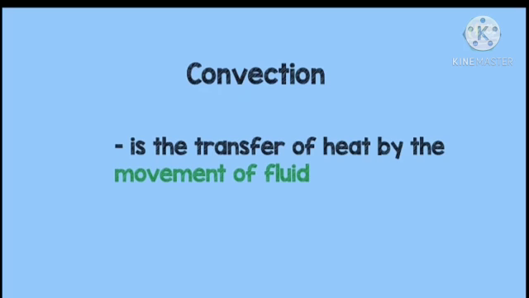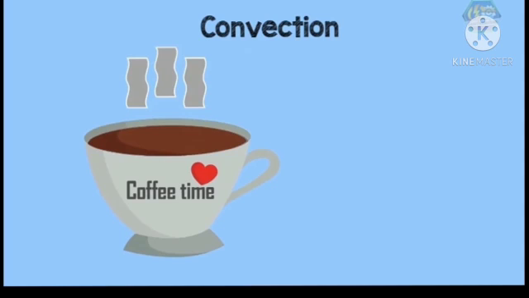Let's see what convection is. Convection is the transfer of heat by the movement of a fluid. Let's have an example. A cup of hot coffee is an example of convection. Do you know why? It's because of the steam which is coming out of the hot coffee in the form of warm air. This warm air rises because of the heat of the fluid. So this is what convection is.